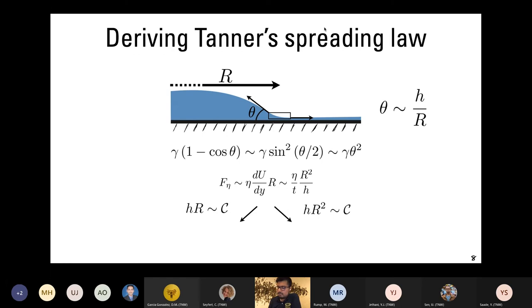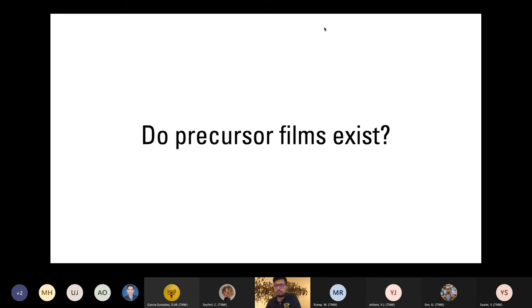now we can just balance these two forces out, and then, depending on whether we're talking about 2D or 3D, either h times r would be a constant or h times r square would be a constant. And that gives us either 1/7 or 1/10. So 1/10 is more well known from an experimental point of view, that this is the Tanner law, or sometimes we'll also call it the Tanner-Voinoff law as well. So this precursor film gives you a very nice pragmatic way to get the scaling law. Of course, you can also reach the same conclusion if you go through the lubrication point of view.